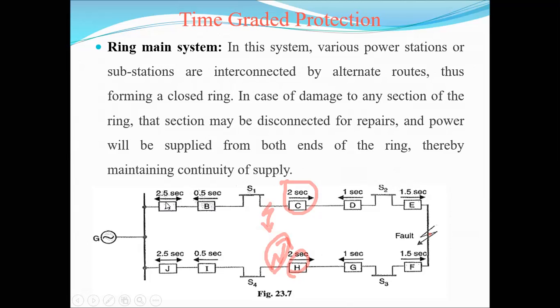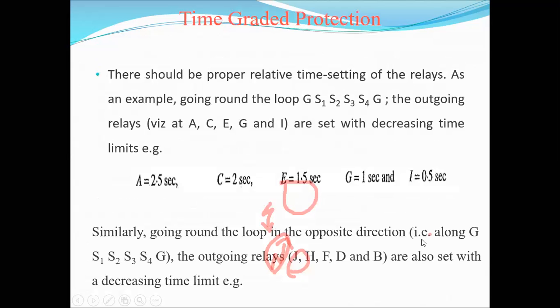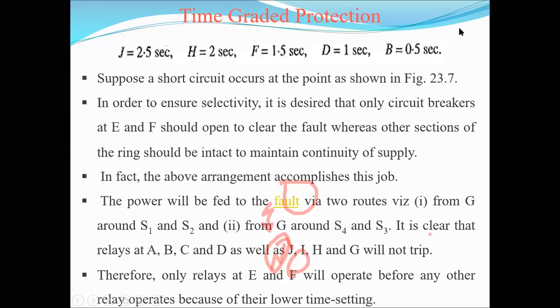The incoming relays are A 2.5 seconds, C 2 seconds, E 1.5 seconds, G 1 second, I 0.5 seconds. Okay, these are the incoming relay coils at particular fault conditions. That is the incoming relay coils and the outgoing relay coils.